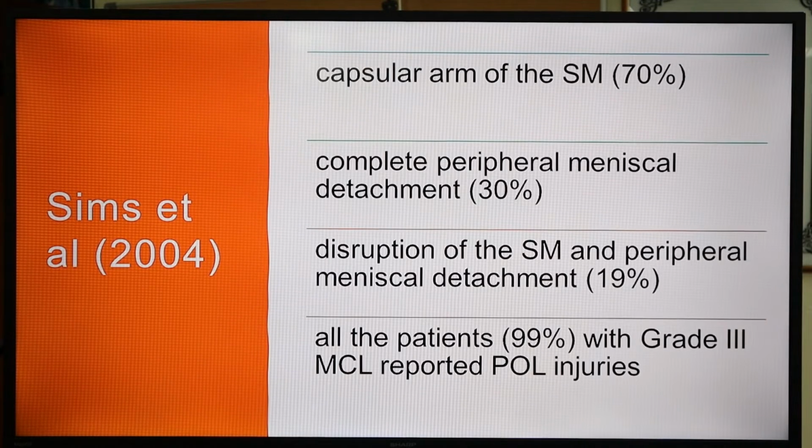If you remember, there are three extensions: the superficial, central, and also capsular. The most common is a tear at the capsular arm of the semimembranosus, along with 30% peripheral meniscus detachment, and 90% have disruption of the semimembranosus and peripheral meniscus detachment. And most importantly, in all patients with grade 3 MCL, 99% have POL injuries. Meaning to say that if you have grade 3 MCL, you must look hard for POL injuries because sometimes you need reconstruction surgery of the POL.